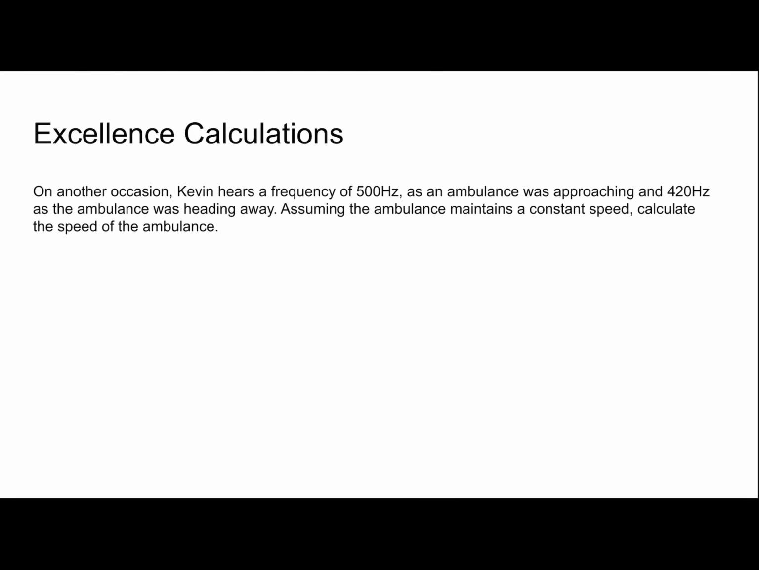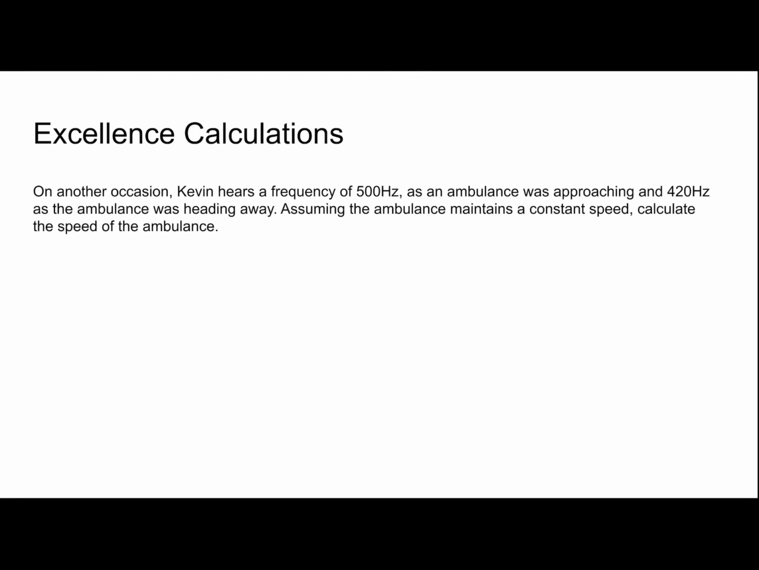Right, so here's some excellence calculation questions. On another occasion, Kevin hears a frequency of 500 Hz as an ambulance was approaching and 420 Hz as the ambulance was heading away. Assuming the ambulance maintains a constant speed, calculate the speed of the ambulance. This will be a very standard excellence level calculation in the exam. Maybe the excellence questions might be a bit easier than this, but challenge yourself with this question. Give yourself some time, it might take a while, and then keep watching for the answer.